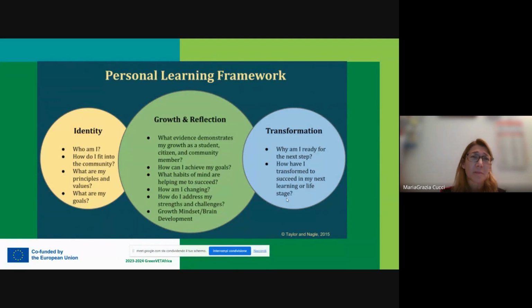This is maybe the most challenging question for the students. It is easier for us because we look back at our life and we can notice the steps and how we changed from one situation to the other. What was the push to have this new situation?